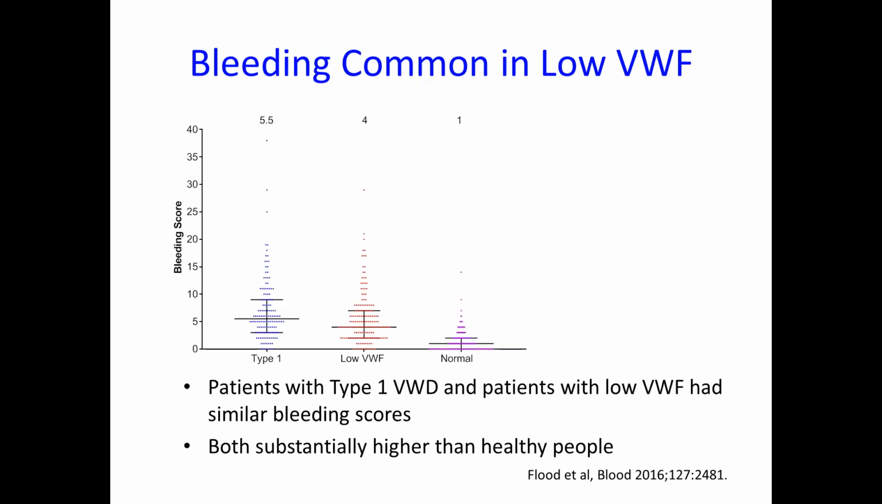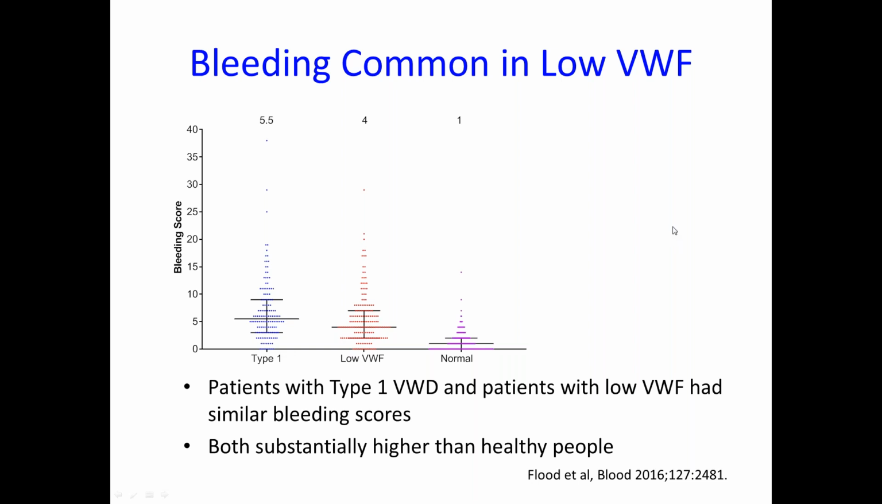Bleeding is common in low VWF status, so here is just the distribution of bleeding scores comparing normal on the far right in the purple, where the median bleeding score is 1, which is totally normal, to the low VWF with a median bleeding score of 4, and the type 1 with a median bleeding score of 5.5. And you can see both of these groups have a large number that trail off having bleeding scores greater than 10, although admittedly there's also patients who have bleeding scores that are 1 or 2 or even 0.